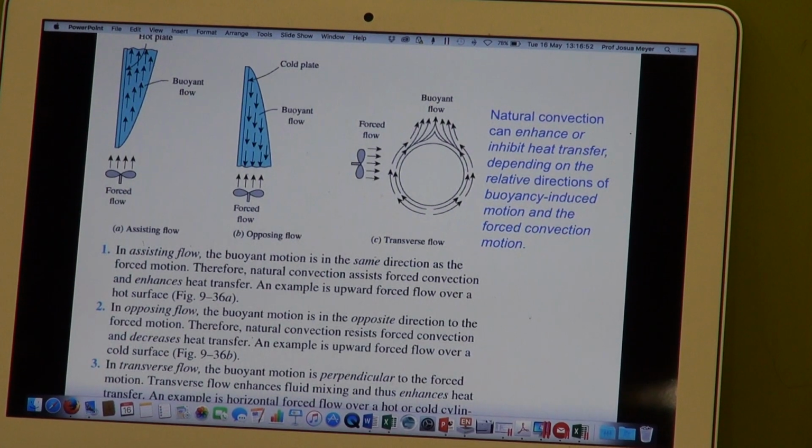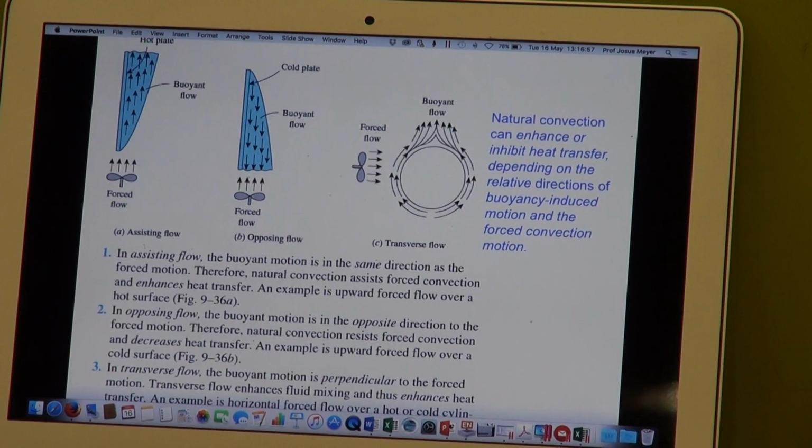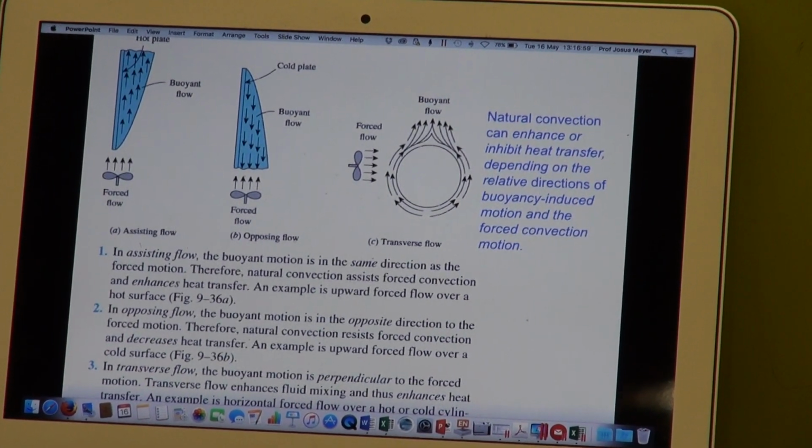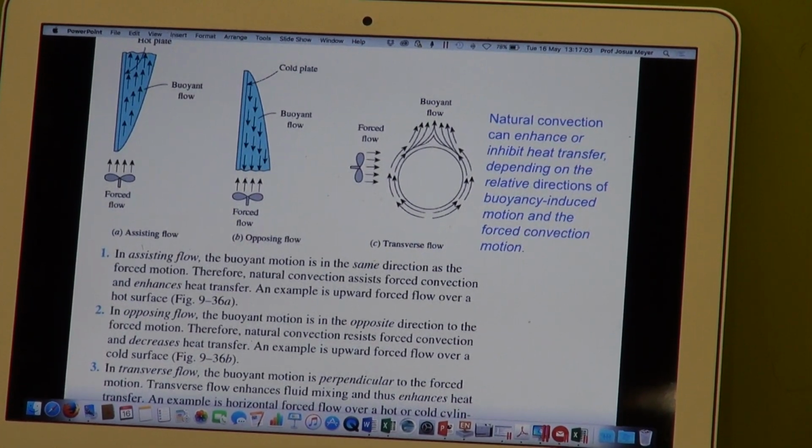And then with the next lecture, I'm going to do a problem where we're going to have mixed convection. So that is the combination of natural convection and forced convection. Ladies and gentlemen, thank you very much.